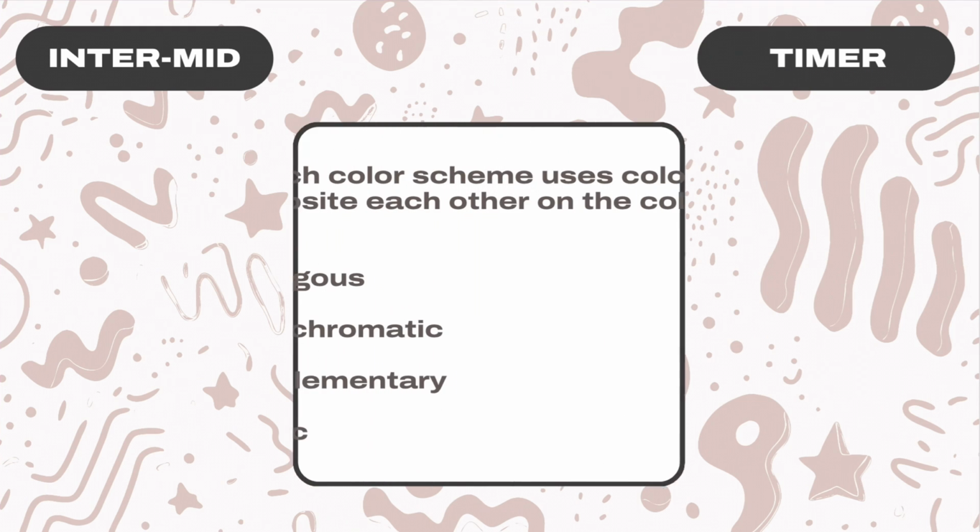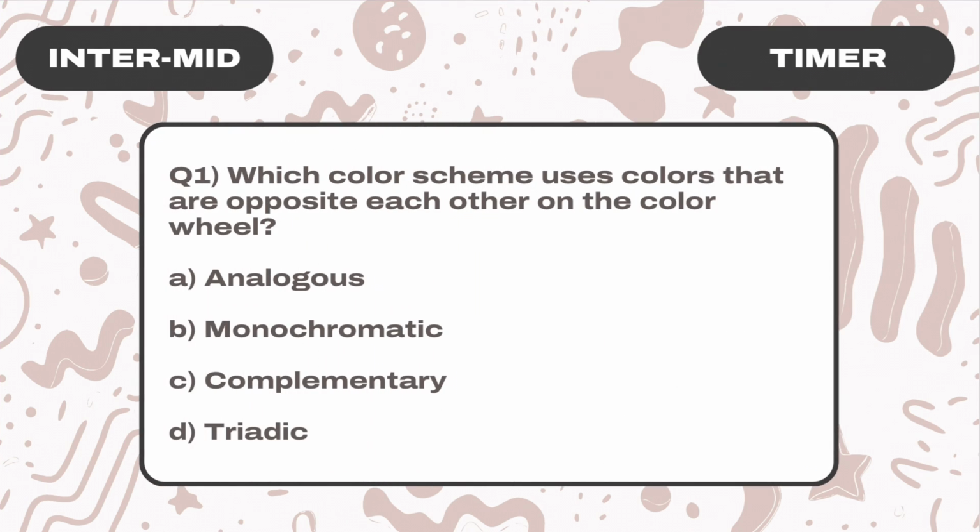Which color scheme uses colors that are opposite to each other on the color wheel? Analogous, monochromatic, complementary, triadic.